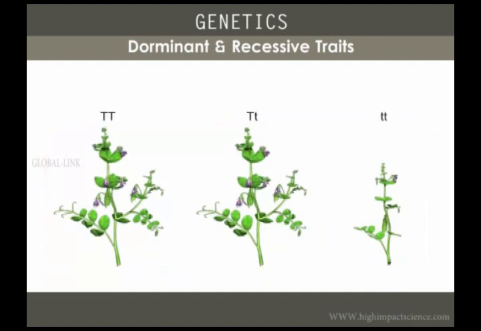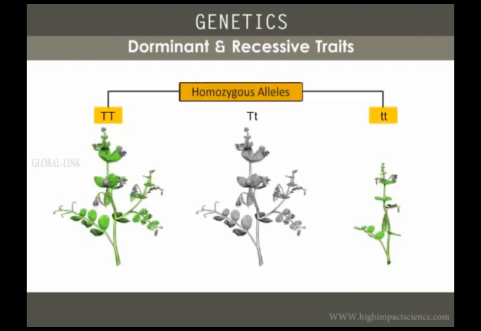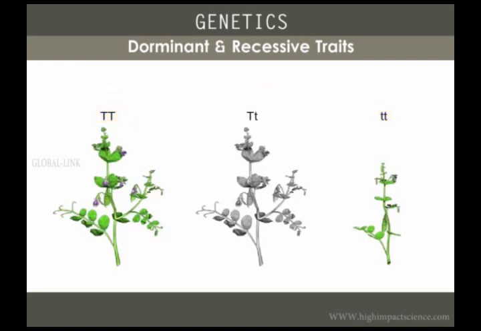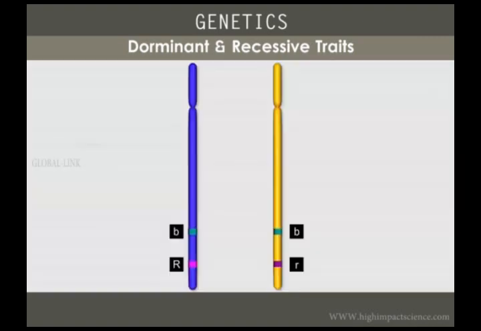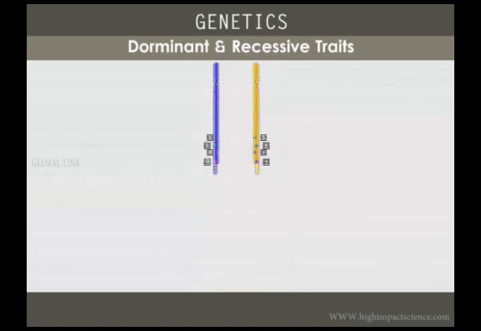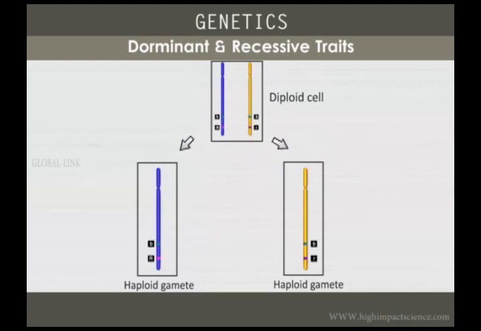The alleles in the genotypes capital T, capital T and small t, small t are similar and are called homozygous, while the alleles in the genotype capital T, small t are dissimilar and are called heterozygous. Today, we know that genes are located on chromosomes and are transmitted from parents to offsprings via gametes. Body cells contain a pair of genes controlling each characteristic, but gametes contain only one of these genes.